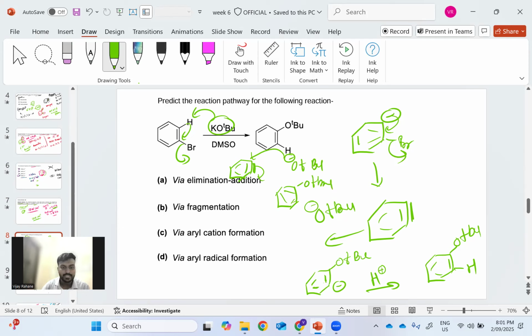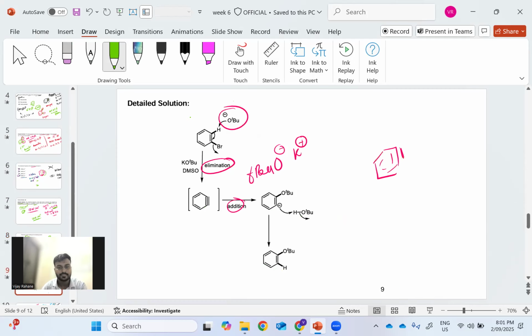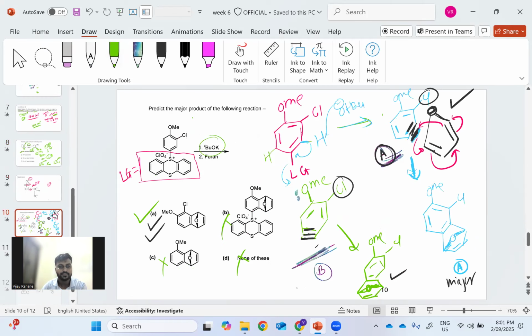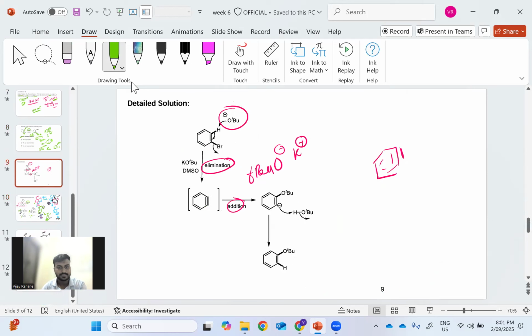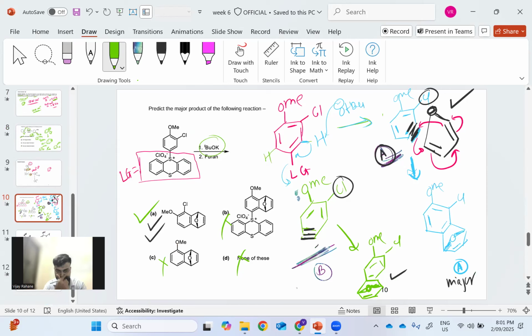So which type of intermediate is involved in this one? If you look at this reaction, it follows the pathway via elimination-addition reaction. So the first step is the elimination, and then the second step is addition. Here is the detailed solution. You can refer to this one. So this is the elimination reaction first, and the second one is the addition reaction.